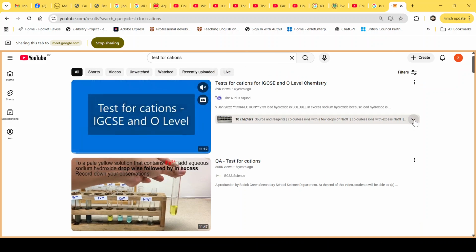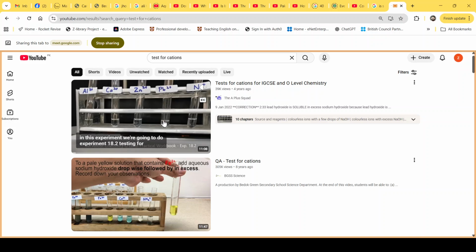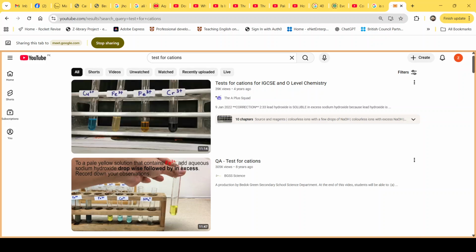But yeah, I'll share this with you. And so this is obviously going to have, you can see aluminum, calcium, zinc, lead, right? And so you can see that for yourself, and that will help you remember and actually get to see what happens when you're doing this in the lab. Okay, so I'm not playing that right now.